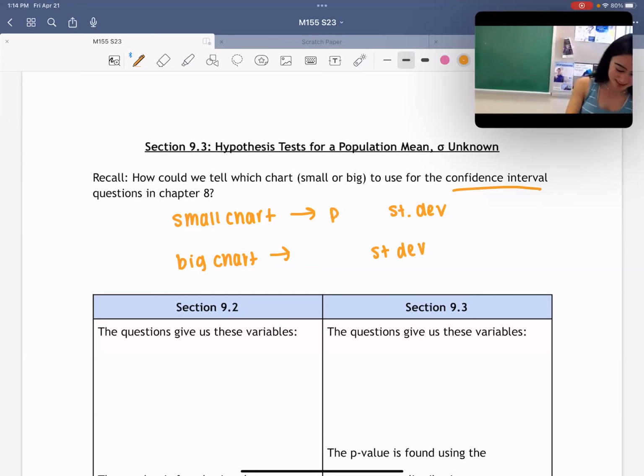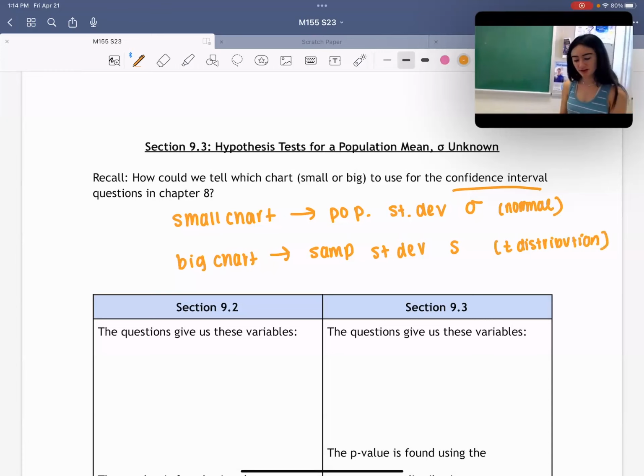Population. It's the population standard deviation. I know it's been a long time, but the population standard deviation, or sigma, is for the small chart. If you're given the sample standard deviation, or S, you're using the big chart, okay? The reason why we use these is because the small chart uses the normal distribution and the big chart uses the t distribution. That's kind of a random fact there, but it does have to do with how we do these questions.